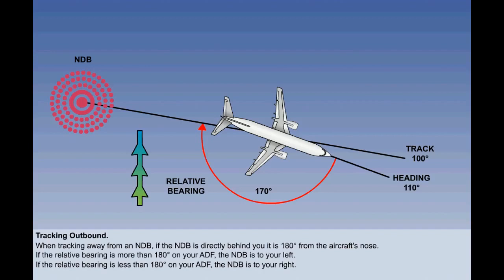If the relative bearing is less than 180 degrees, the NDB is to your right. Here we see that port drift is anticipated, resulting in a heading into wind of 110 degrees. The relative bearing is 170 degrees, so the NDB is to the right of your tail.